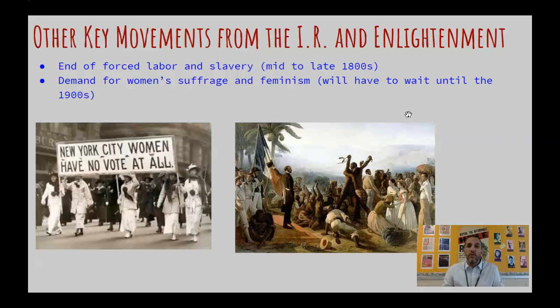Also, we're going to see a really big push for women's suffrage. Suffrage is the right to vote. This is not a bad thing. Everyone sees it and they're like, suffering. Oh man, women's suffering. That's horrible. No, suffrage means the right to vote. So there's this demand for women's right to vote, and this idea of feminism and equality amongst females. A lot of this stuff we're going to see pop up again in the 1900s, and these women who are pushing for the right to vote aren't going to get it until the next time period. So more to come on that.